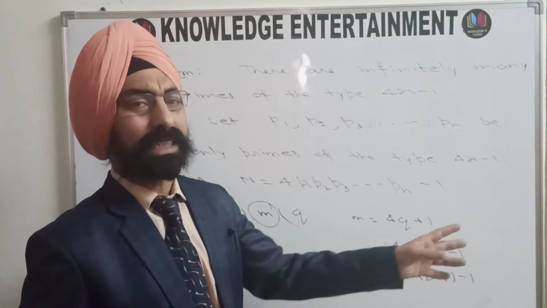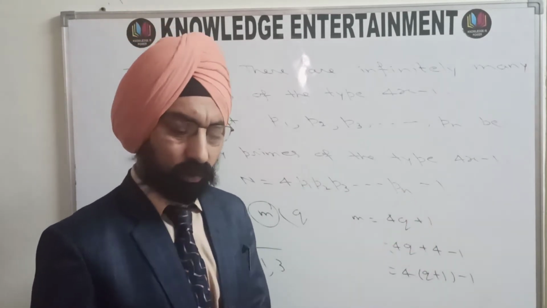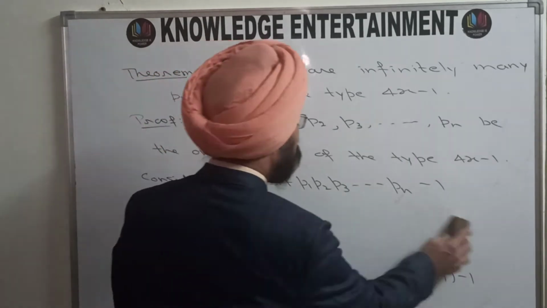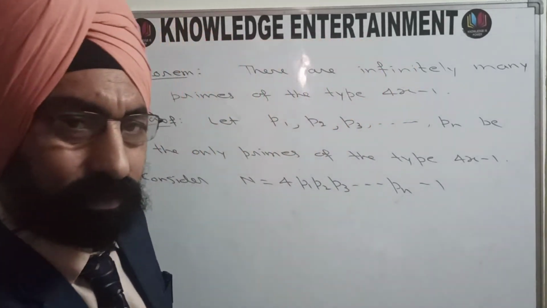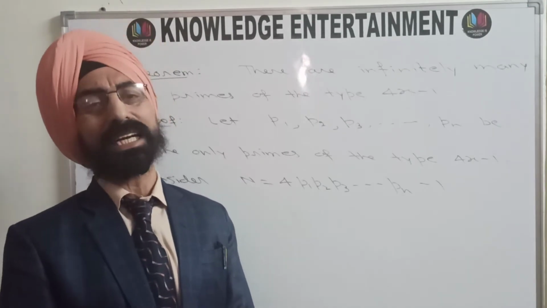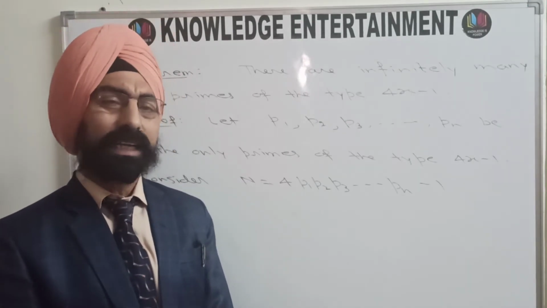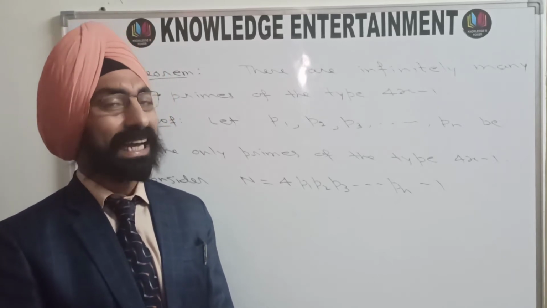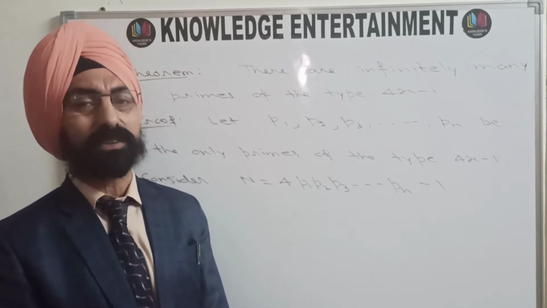Every odd number can be expressed in one of these two forms. Now, your n is an odd number. If it is a composite number, then it must have divisors. And all the divisors cannot be of the type 4m plus 1.